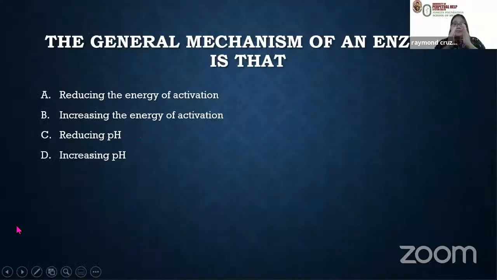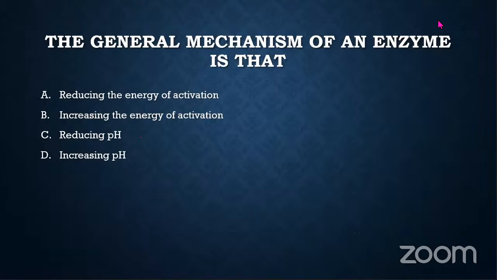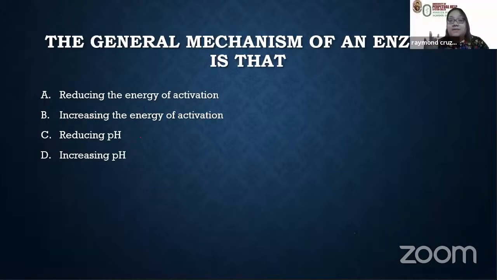Okay, next question. Knowing that enzymes make reactions faster, the general mechanism of an enzyme is that it: A, reduces the energy of activation; B, increases the energy of activation; C, reduces your pH; D, increases your pH. What is your answer? Ma'am, it reduces the activation energy. So it reduces the energy of activation.